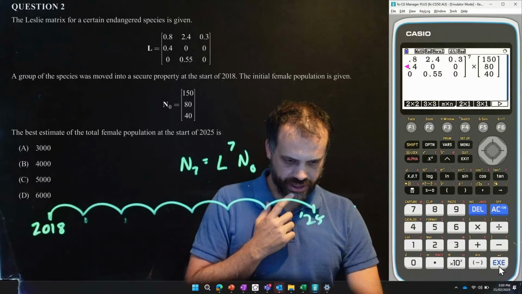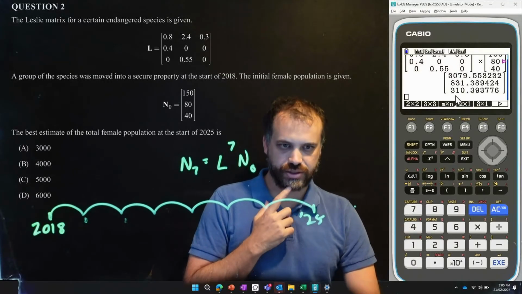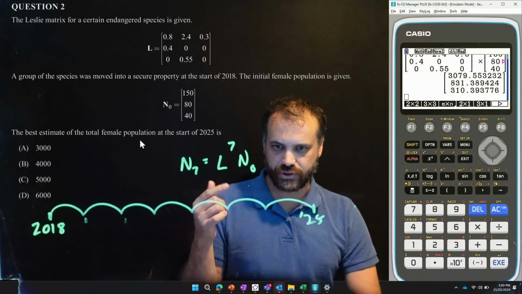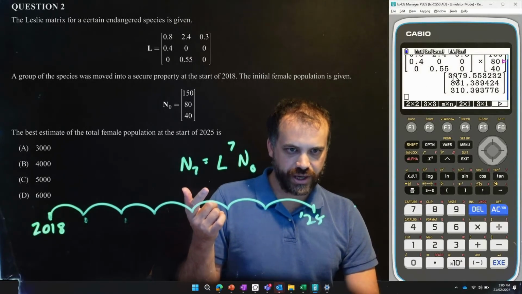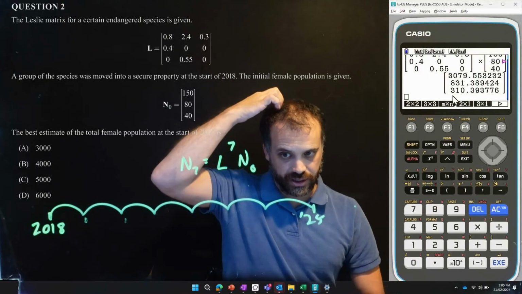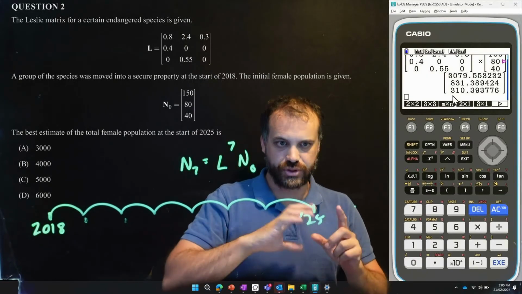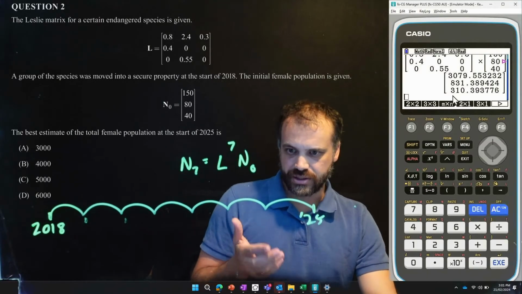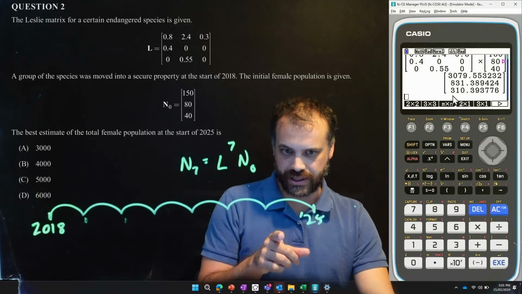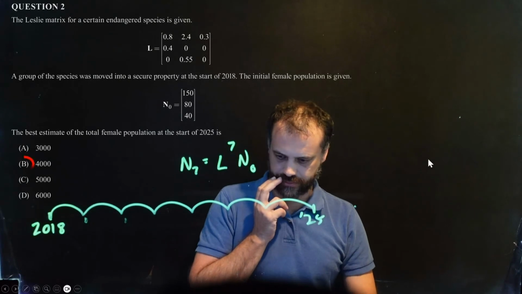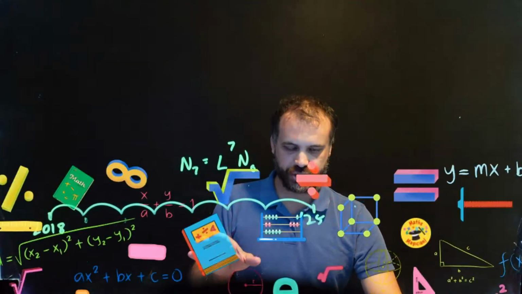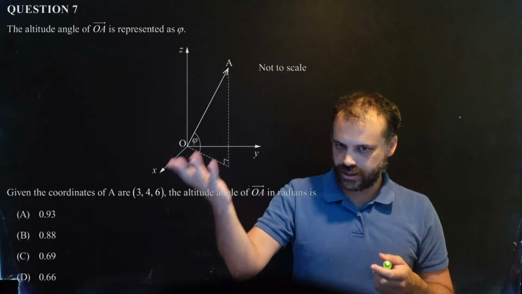If I execute that, I get these things right here. And the question is the best estimate of the total female population. So if I add those numbers together, I get a number close to 4,000. It's about 4,200 maybe. So I think my answer should be B. All right, let's double check it. It is. Done. Nailed it. Celebration. Next question.